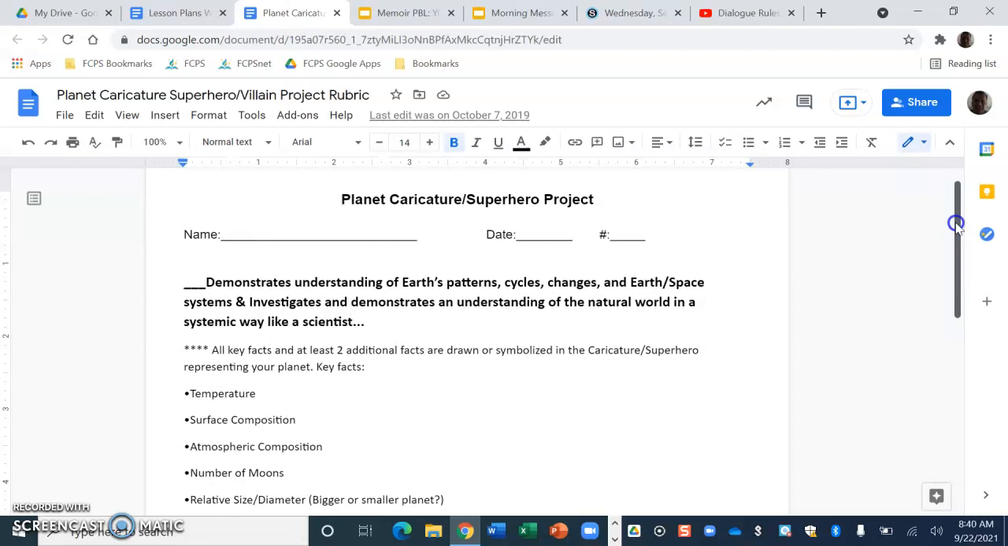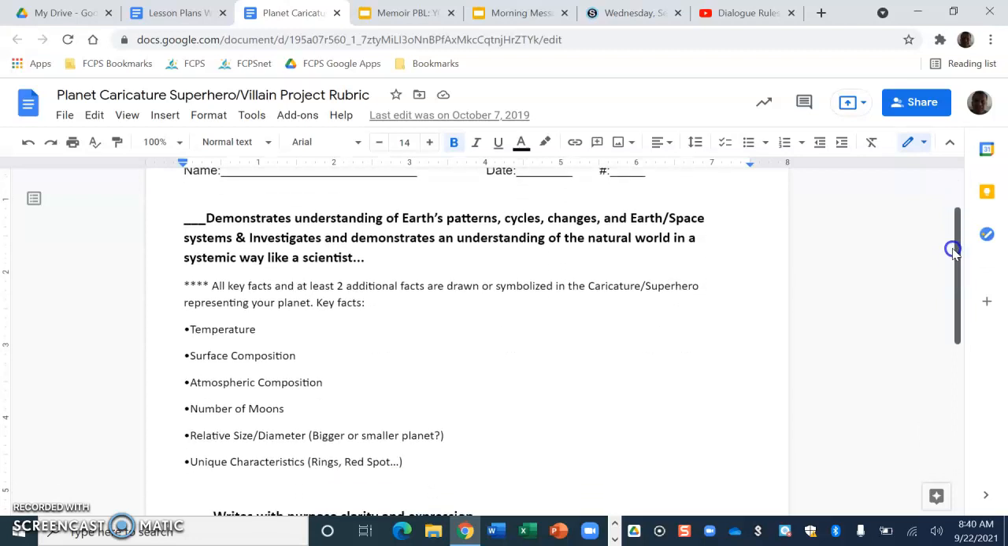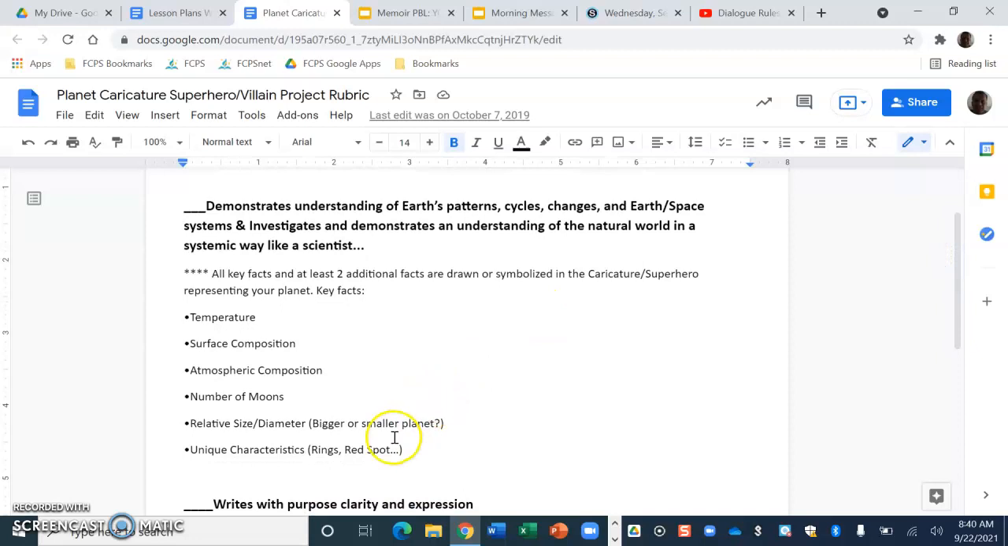Now, what are we going to base their superpowers or characteristics off of? Well, if you look at the rubric, I have 6 required features that you need to put into your caricature. Temperature, surface composition, that would be elements that the ground is made out of. If you're doing a gas giant, you can substitute this with another fact about the planet. Atmospheric composition, that's what elements are in the atmosphere of the planet. Number of moons. If the planet you're covering doesn't have moons, you need to substitute this with a different fact.